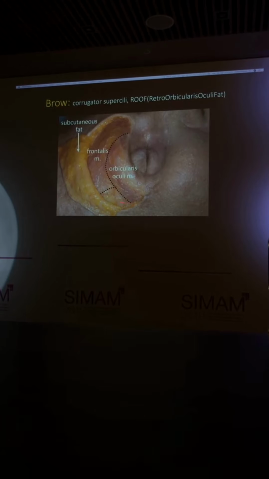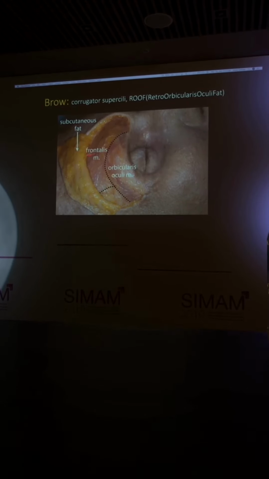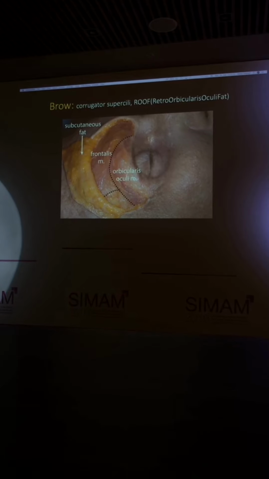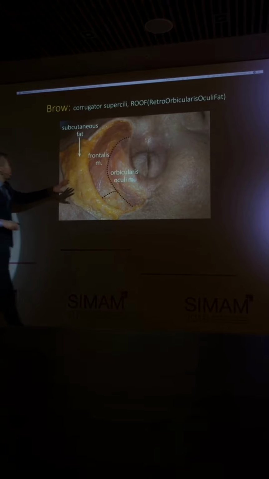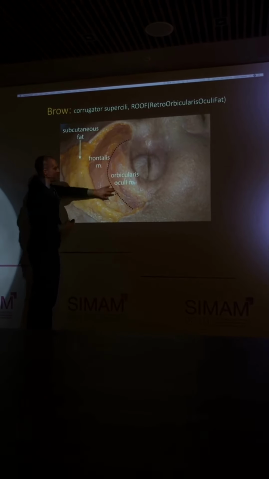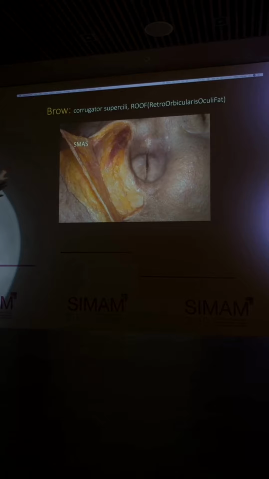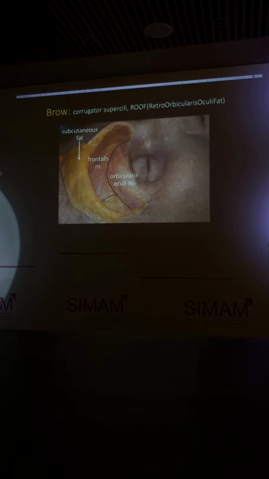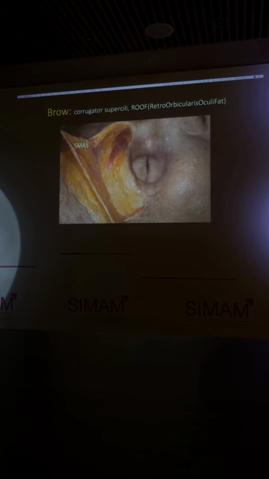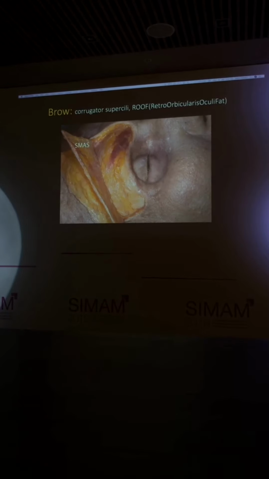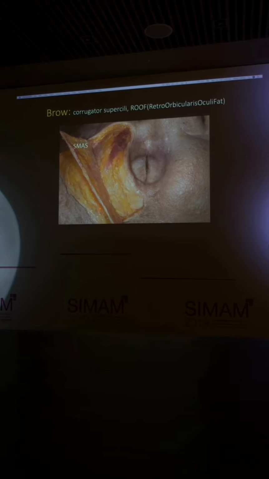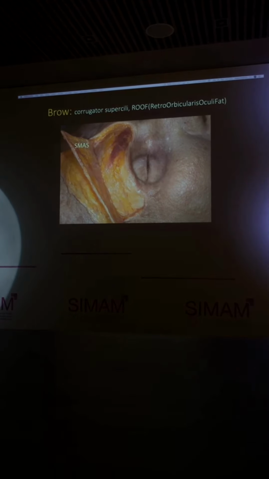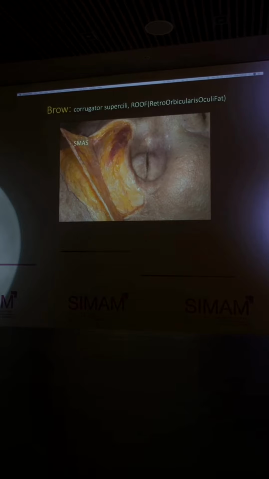We can identify that this is the orbicularis oculi, and this is the frontalis muscle. But please realize that they really interconnect, so it's possible to elevate them in one piece. So here we have a flap that includes the orbicularis oculi and the frontalis muscle as well.